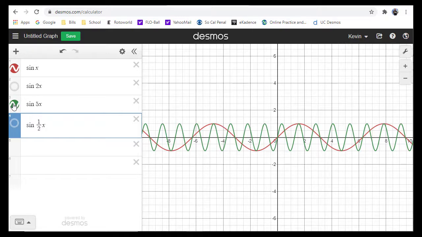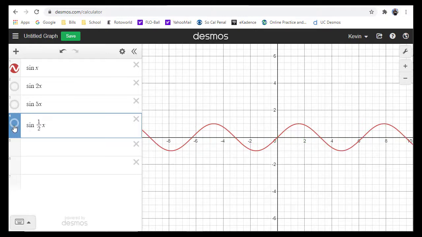Now the last one, sine of 1/2 x, does what we might have expected on 2x. It actually stretches it and makes it longer. So what you're seeing is this pattern where the bigger the number gets, the shorter the period gets, the shorter the sine wave gets. It starts turning very, very quickly. Whereas if you have a smaller number, a fraction, it gets longer. So let's go back to the notes and talk about exactly how to determine the period.